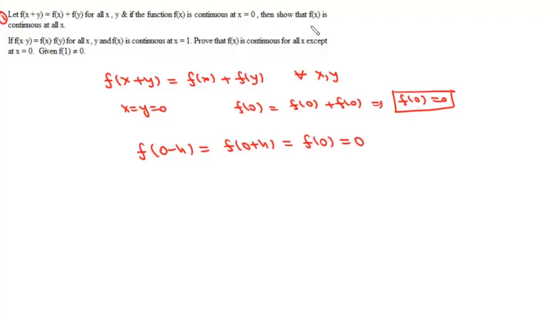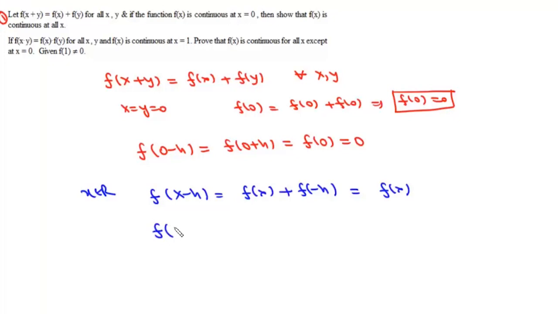Now we need to show that it is continuous for all x. Now if we take any x belonging to R, the left hand limit at any x will be f(x-h). Now it is given that f(x+y) is f(x) plus f(y). So we can write this as f(x) plus f(-h). Now f(-h) is f(0), which is 0. So it will be equal to f(x).